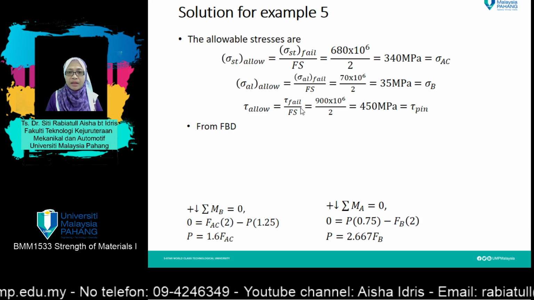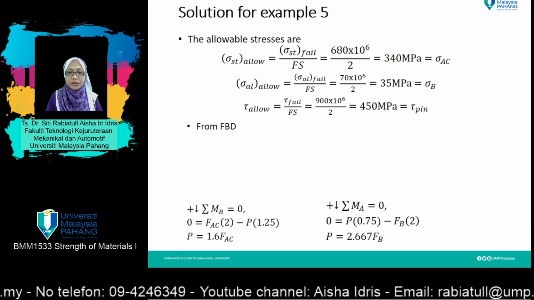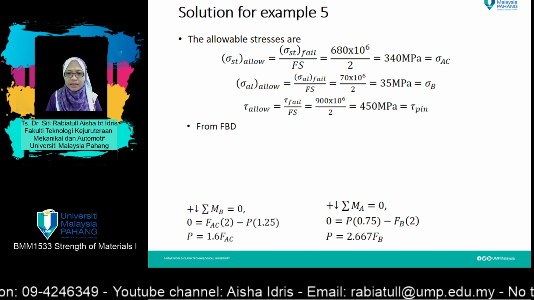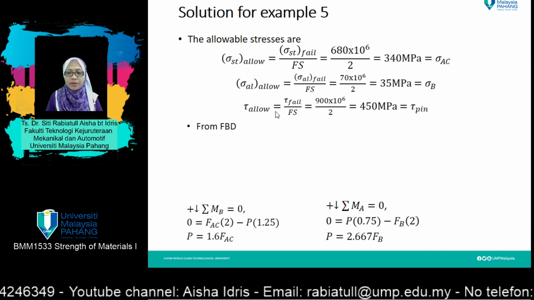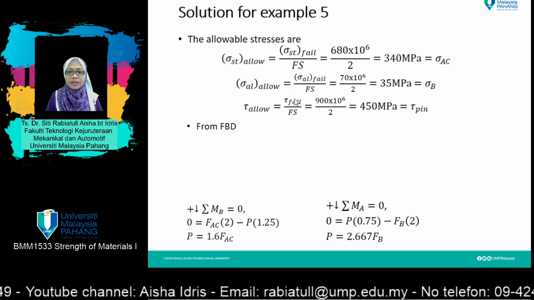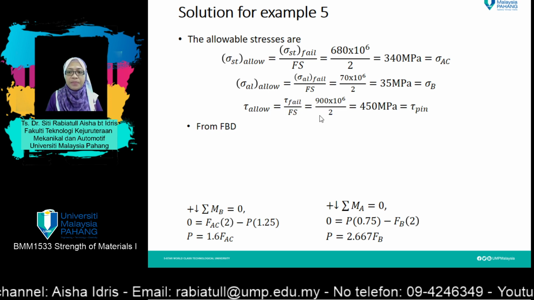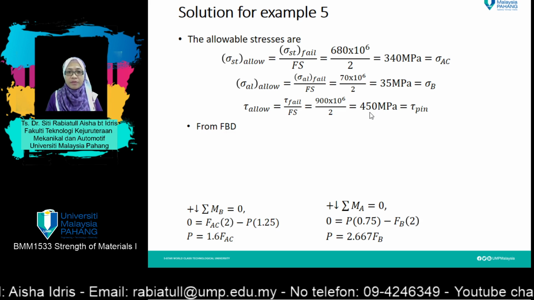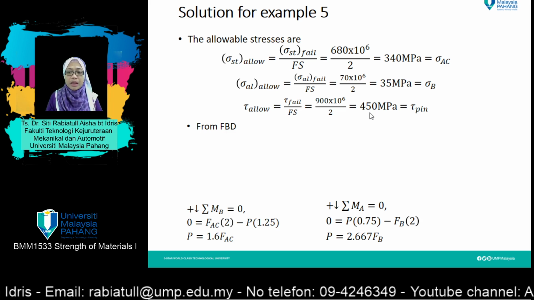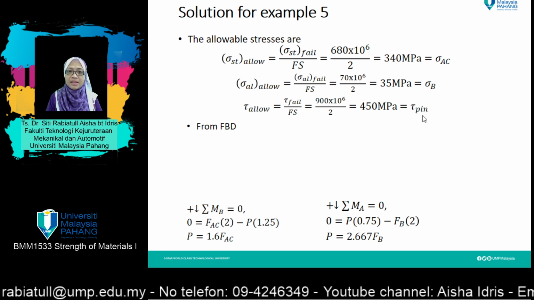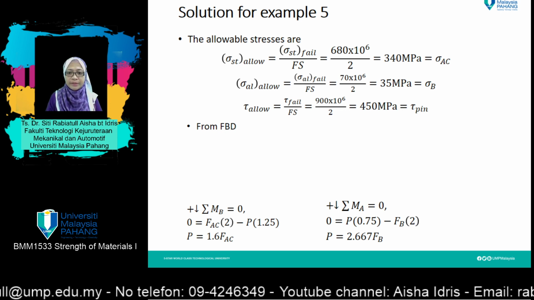Another part given in the question is the shear stress for each pin. So just substitute the value of tau failure divided by factor of safety, and from there you'll get 450 megapascal, and this one represents the shear stress for each pin in the components.